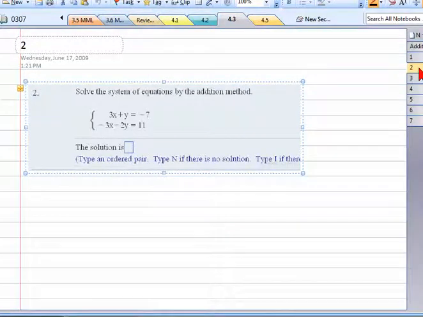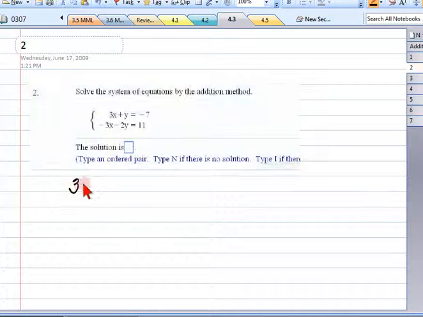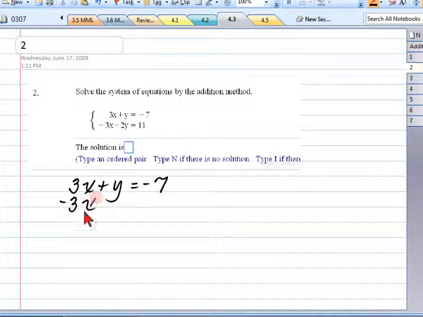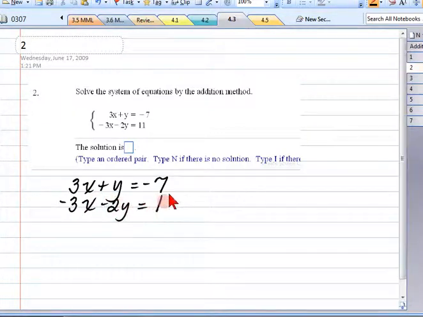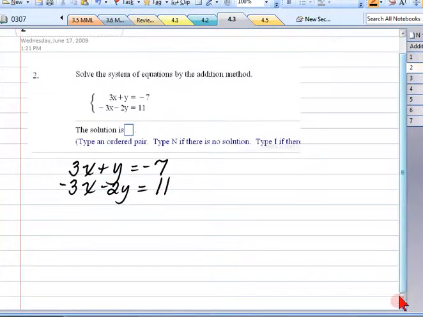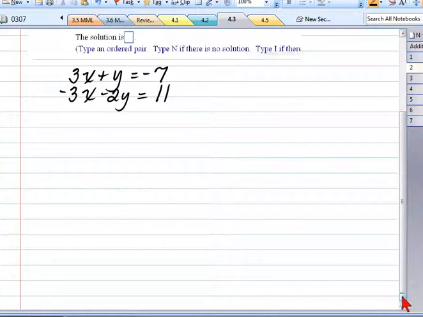Number 2 says, solve the system of equations by the addition method, and I will rewrite it so that you can see it clearly. It is 3x plus y is negative 7, and negative 3x minus 2y is 11. The first question, because you're required to do this by the addition method, is it ready? And which variables? I believe the x's are the ones that are opposites.